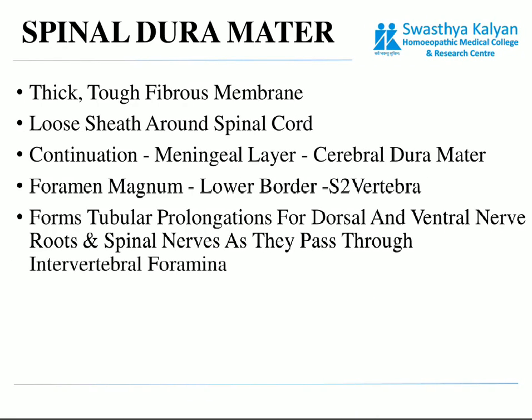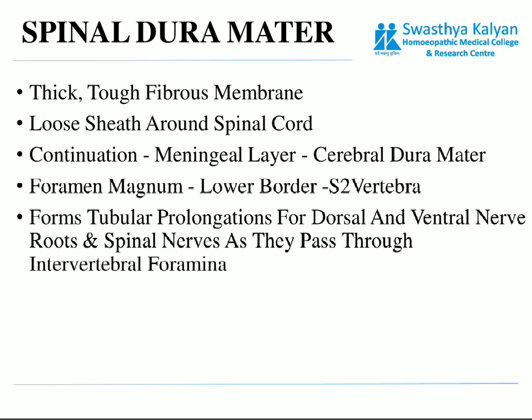The spinal dura mater is the outermost, the thickest and toughest membrane. It loosely surrounds the spinal cord. When we talked about the cerebral dura mater, we saw that there are two layers, the endosteal layer and the meningeal layer. Only the meningeal layer of the cerebral dura mater continues down to form the spinal dura mater. The endosteal layer does not descend. It extends from the foramen magnum up to the lower border of the second sacral vertebra.